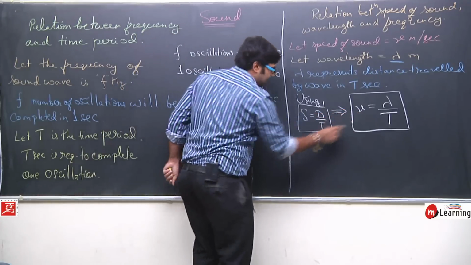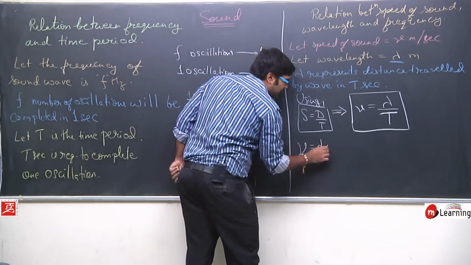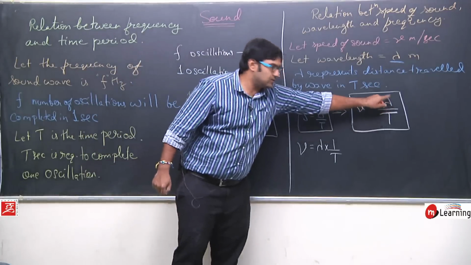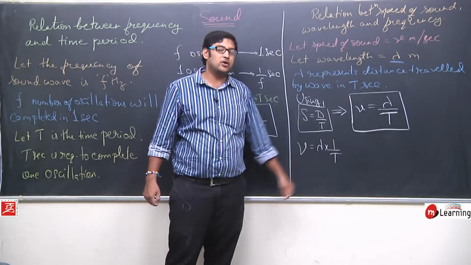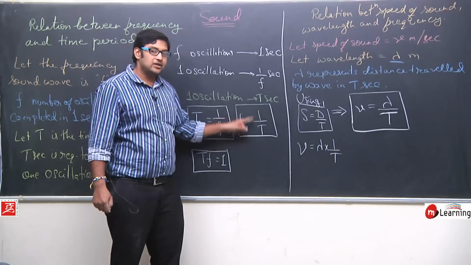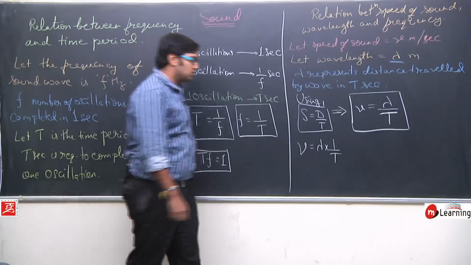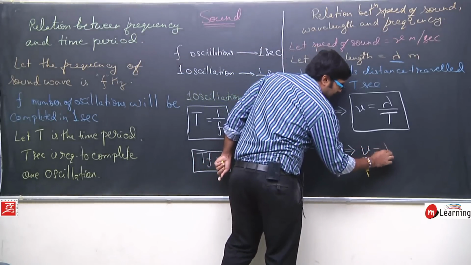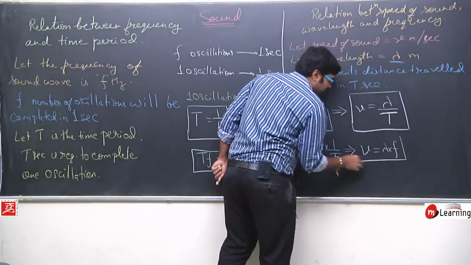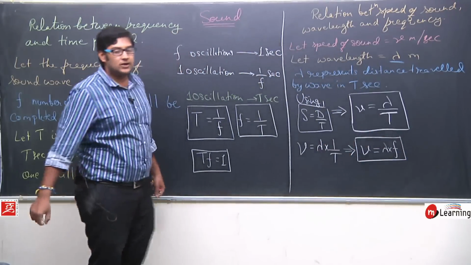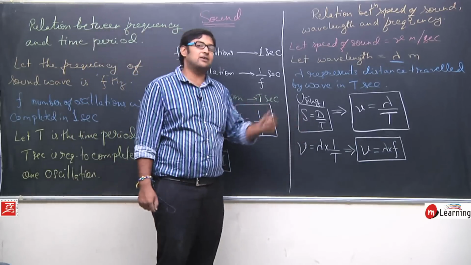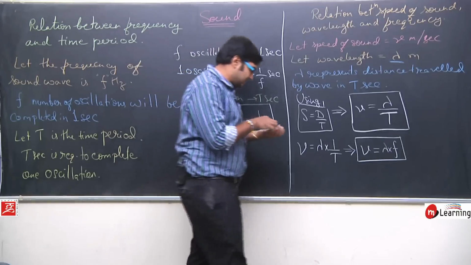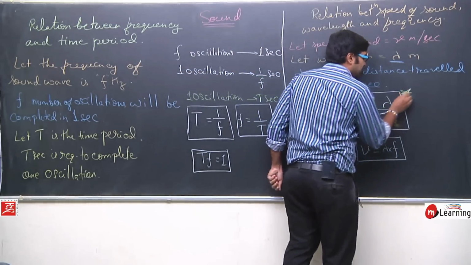Now observe this relation, I can write v is equal to lambda into 1 upon t. Just separate this t from this lambda, I write it lambda into 1 upon t. Now what is 1 upon t? In place of 1 upon t, I can write f. So from this I will get a relation that velocity or the speed of sound is lambda into frequency. So it means if I multiply frequency by the wavelength, I will get the velocity of sound, or the speed of the sound. So the relation which is important is this one, that is velocity.